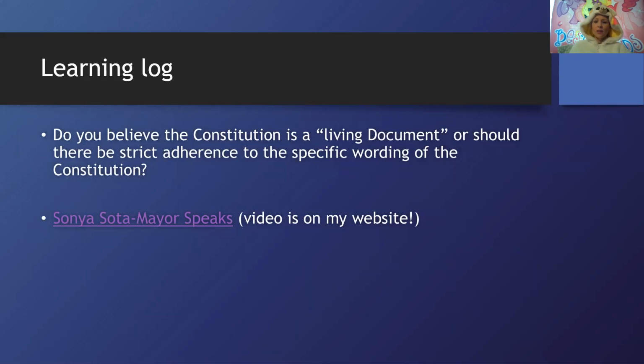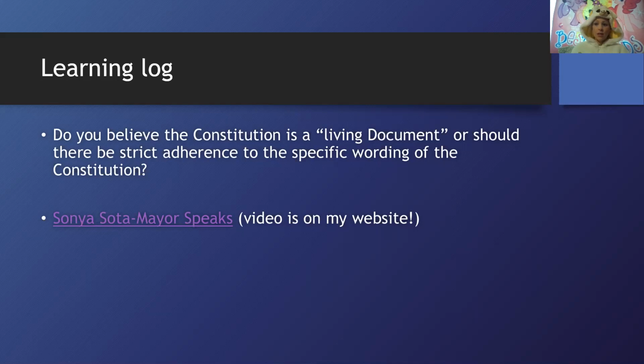The justices that are currently on the bench, some of them are very much living document. Times change, those words have changed. Some of them are very much the opposite. The words are the words. They were written in the 1700s. This is what they mean then. This is what they mean now. We are not going back or forth on what we think the meaning is.